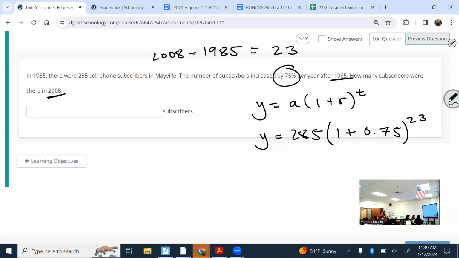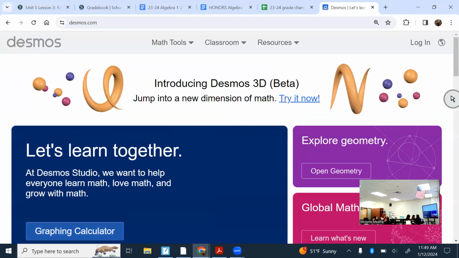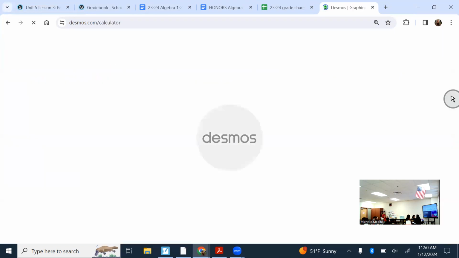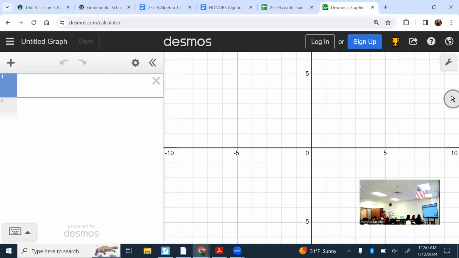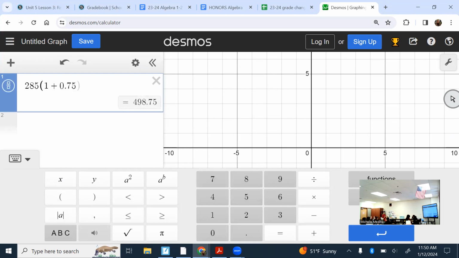So I'm going to have to put this in the calculator. At this point, there's no way you could try to do these by hand anymore. I don't think it would be wise to try and chunk it. Just let the calculator do the order of operations for you. So it was my initial amount times 1 plus my growth rate as a decimal, those parentheses, and then to the exponent of 23, because that's how many years passed from 1985 to 2008.